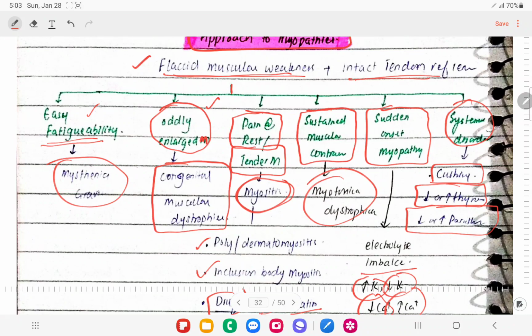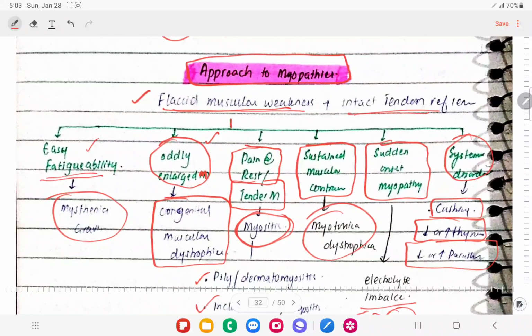Myopathy can be associated with Cushing syndrome, hyperthyroidism, hypothyroidism, hyperparathyroidism, and hypoparathyroidism. So that's all about the approach to myopathy.